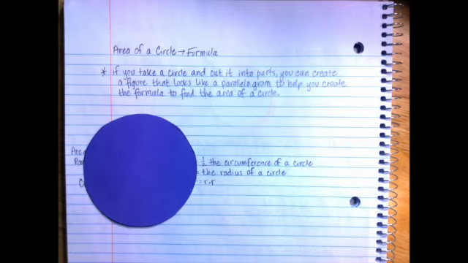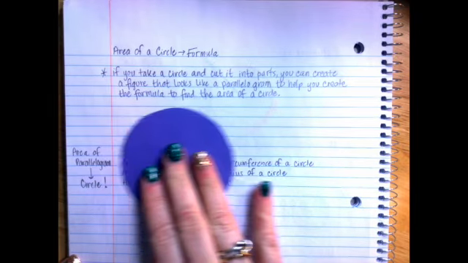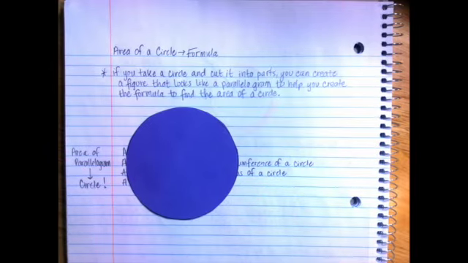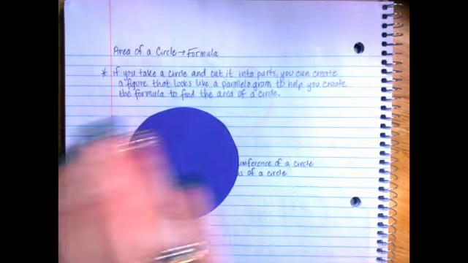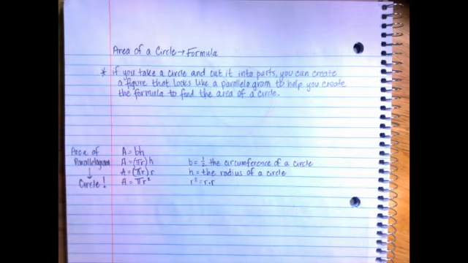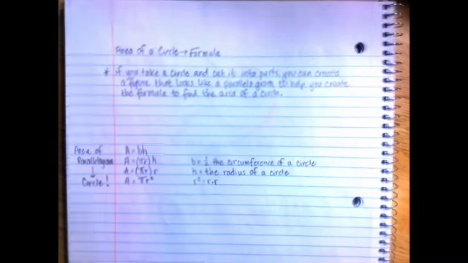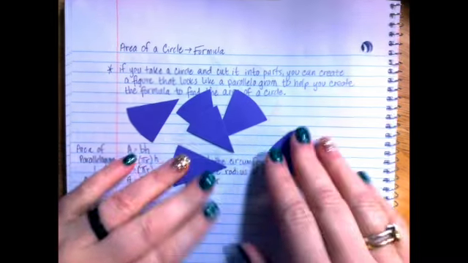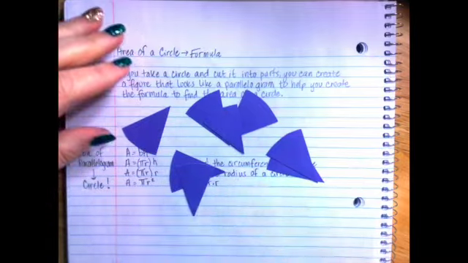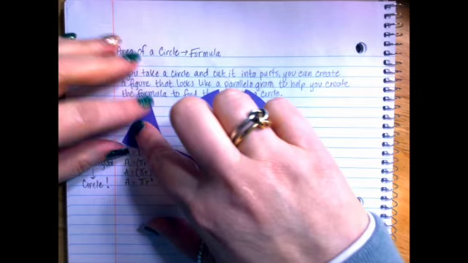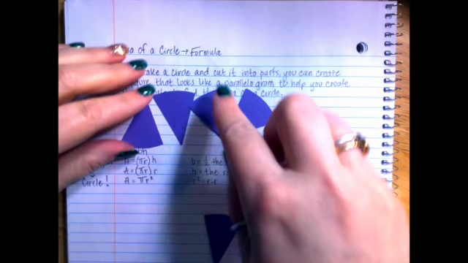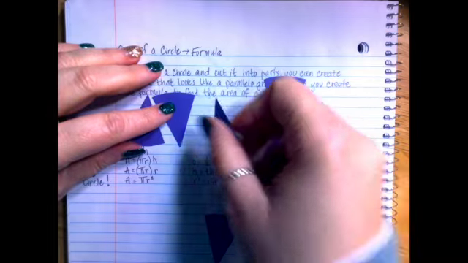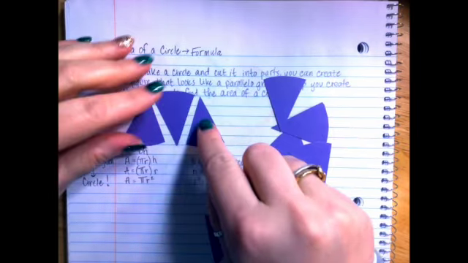All right, to help you understand the formula for the area of a circle, let's take a circle, okay? And we are going to cut it up into parts. So I'm going to cut this up and I end up with these parts, okay? We cut them up into eighths. So I can arrange them so that they alternate going back and forth like this.